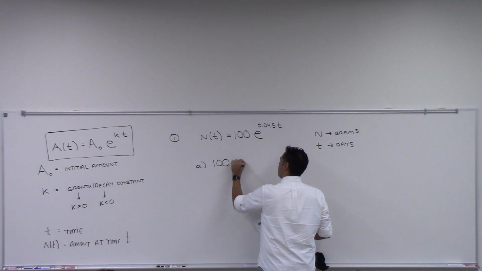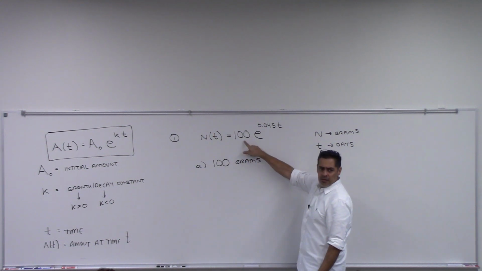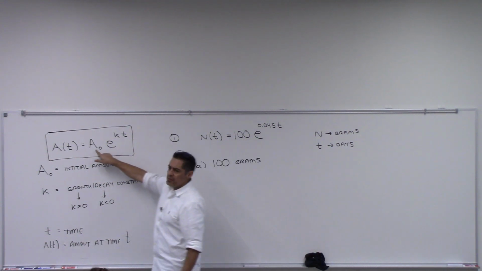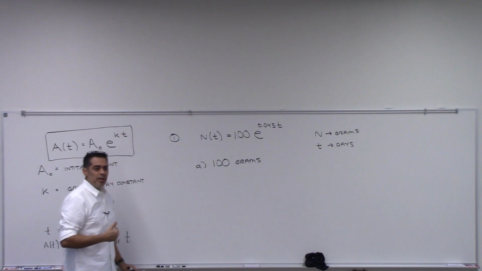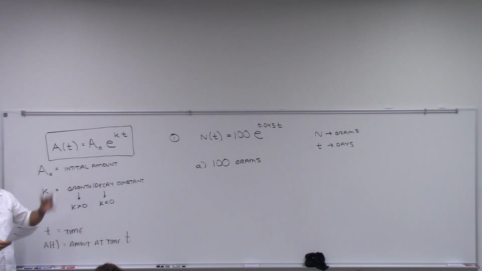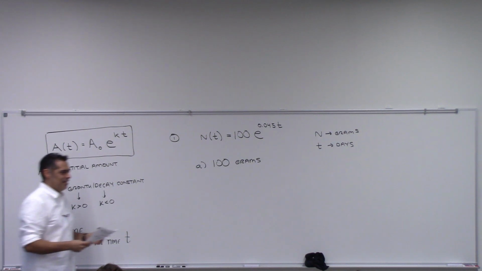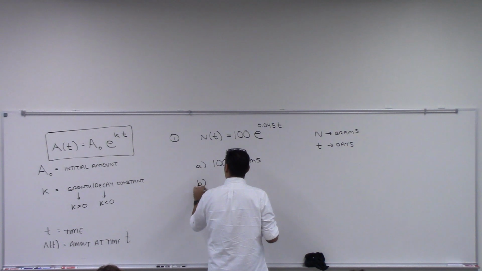Grams. 100 grams of bacteria. All we're doing there is looking at that number right there. That number is just like the A naught was over here, right? And it's in grams because they're telling us that N is measured in grams here. Good? I'll give you a bunch of those, right? A final with like 50 of these, where all I ask is for the initial amount, right?